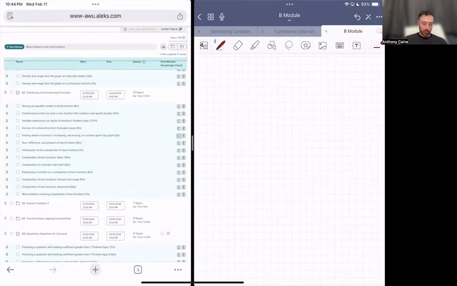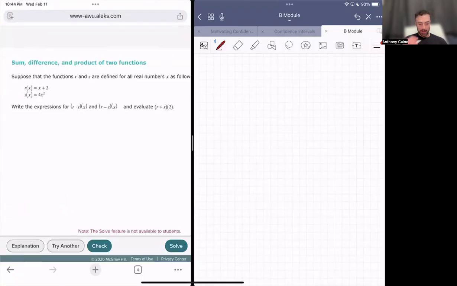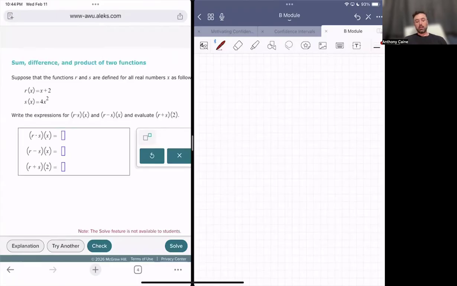Sum, difference, product of two functions. Let's take a peek at that. So you can multiply, subtract, add, divide. You can treat functions like numbers, because at the end of the day, when we write r of x is equal to x plus 2, you're putting a number in here, maybe it's 3. And then a number is what comes out. 3 plus 2 is 5, right?